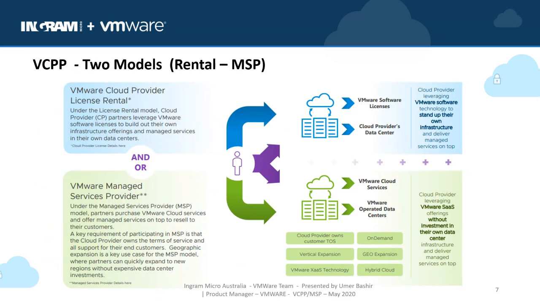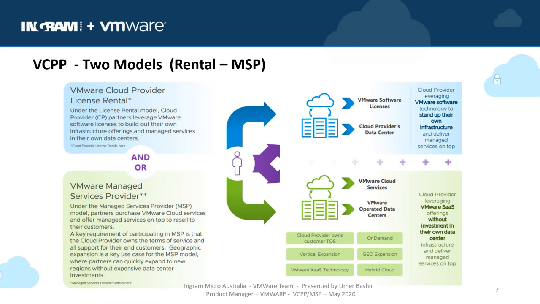So as I mentioned before in the previous slide, there are two things that are happening here. The two models, as my LinkedIn post has also identified, the two models in the VCPP. One is called the rental model and the other one is called the MSP. Let's dive into it. The rental model is the blue one here in the arrow, where you would be having your own data center and you'll be hosting licenses on your own premise, and then you'll be selling it off to your customers, offering different kinds of services on top of that. It's white labeling.